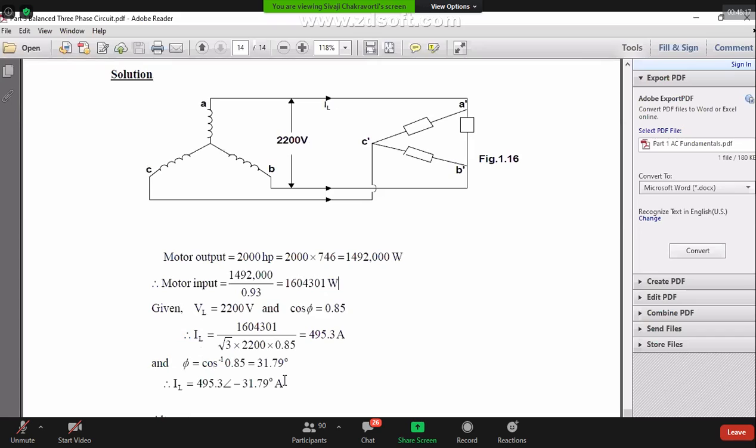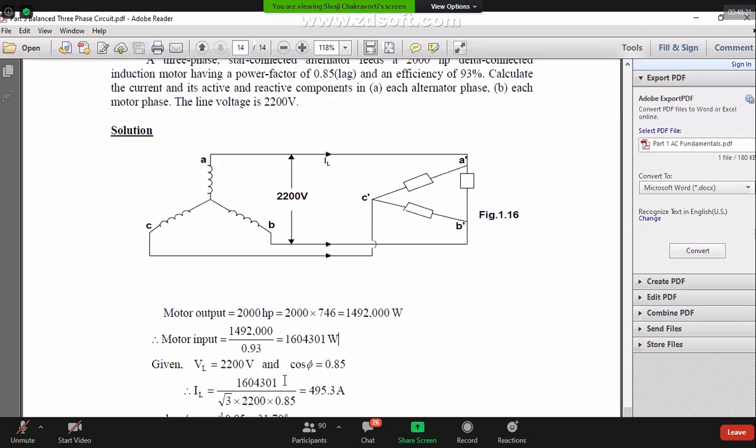So first convert this 2000 HP to its equivalent watt. Multiply it by 746, divide it by the efficiency, you get the electrical power. So this is the amount of power this motor is drawing. Then line voltage is 2200, power factor is 0.5. It is very easy. I get the IL from √3 VL IL cos phi. So the line current is 495.3 ampere.